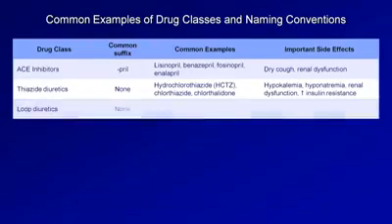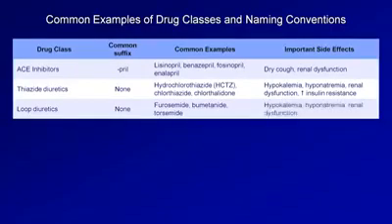Loop diuretics have no common suffix, but there are also very few in number. In the US, they are essentially just furosemide, bumetanide, and torsemide. Side effects are similar to the thiazides, except for the insulin resistance, which is not present from the loop diuretics.